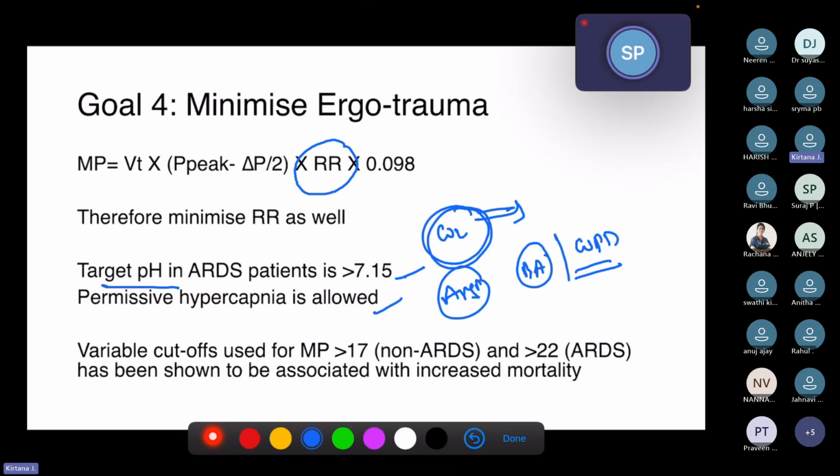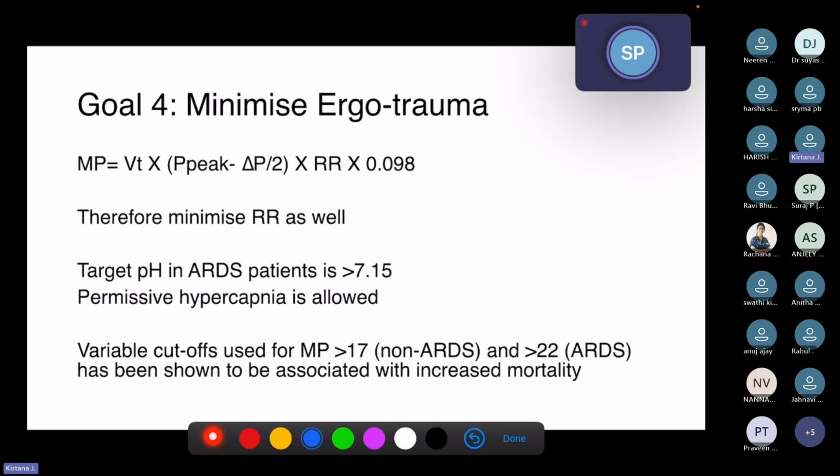So there are variable cutoffs that have been used for what the value of mechanical power should be. When studies were done in non-ARDS patients, they saw that a value of more than 17 was associated with harm. Therefore, a value of less than 17 should be the target. When we talk about ARDS patients, again, there is no definite cutoff, but in one study, a value of more than 22 was shown to be associated with increased mortality. So as a simple rule of thumb, you can try to keep your mechanical power less than 17 in your normal patients and less than 22 for your ARDS patients.